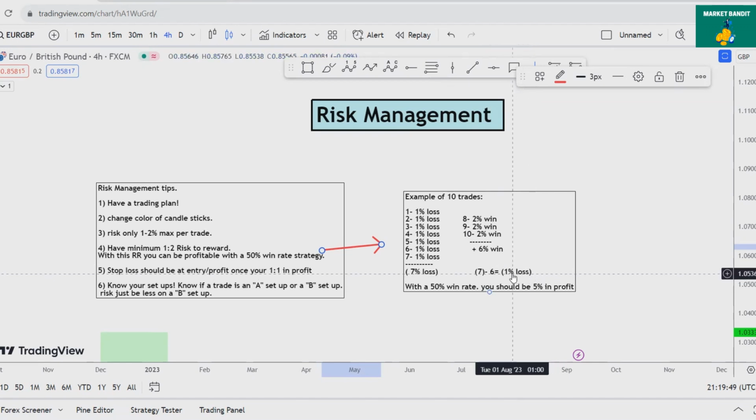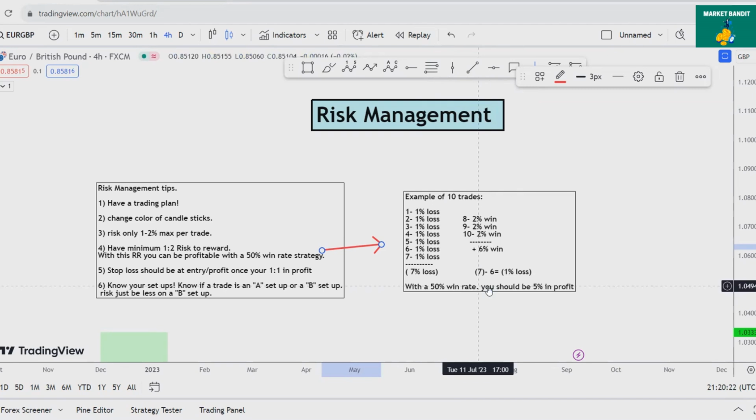This risk to reward will prevent you from blowing accounts fast. And a small risk of 1% will also help prevent you from blowing accounts, right? And the beautiful thing with this risk to reward is you don't need a strategy that's 80% accurate, 60% accurate, 90% accurate. You only need a strategy that is 50% accurate, with a 50% win rate.